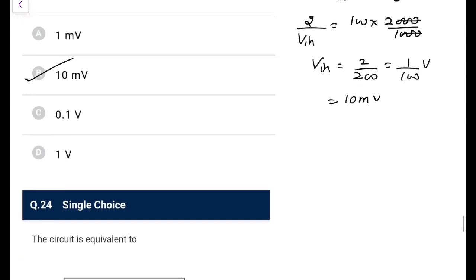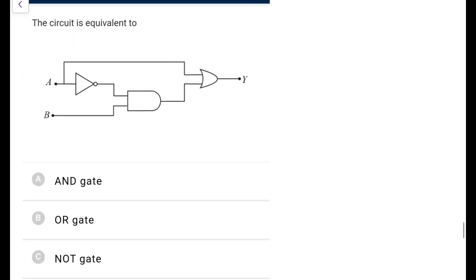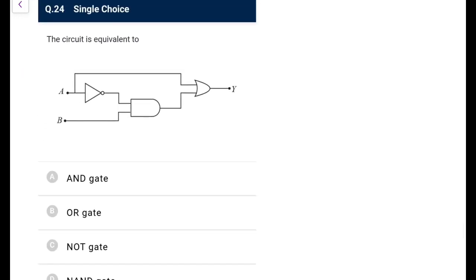The standard question for you. Such questions are usually asked. The circuit is equivalent to, now there is a thing called the De Morgan's theorem, or that Boolean expression you can do, but I usually tell students to just do by 0 0 0 1 thing. So just these are the input, this is the output, try 0 0. So if I try 0 0, this becomes 1, this becomes 0, so this will become 0 because this is an AND gate, this is an OR gate, this would be 0, so this would be 0. So 0 0 is 0, that means definitely it is not a NOT or a NAND gate.